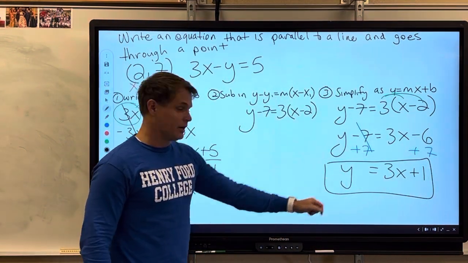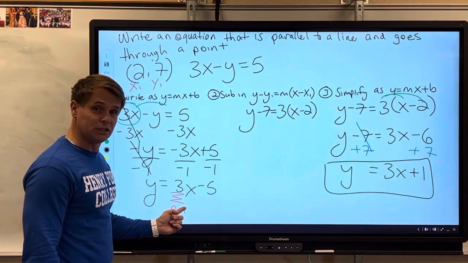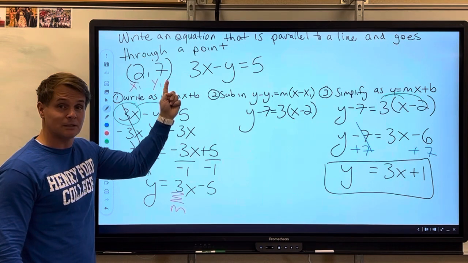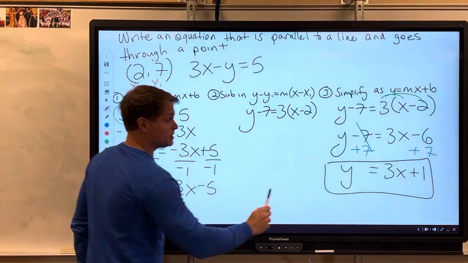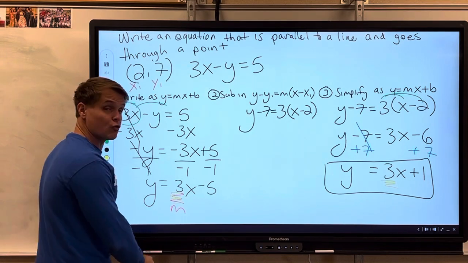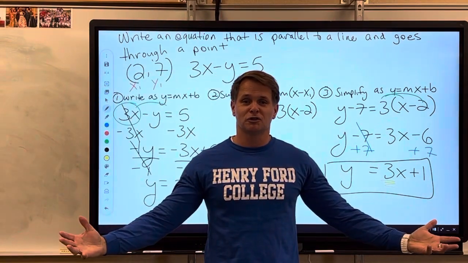This equation right here is parallel to this equation here, but this equation goes through the point (2, 7). And again, you can see that the slopes of both of these are the same. They're both 3.